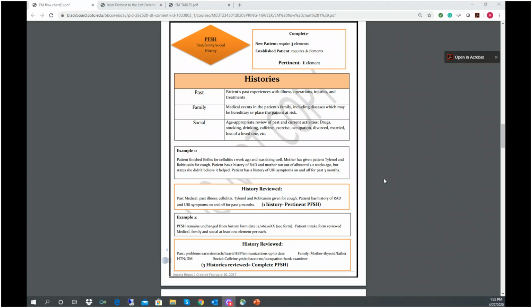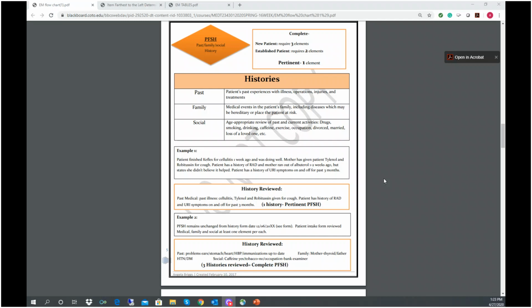Our past history is the patient's past experience with illness, operation, injuries, and treatment. Family is medical events in the patient's family, including diseases which may be hereditary or place the patient at risk. Social is an age-appropriate review of past and current activities: drugs, smoking, drinking, caffeine, exercise, occupation, divorced, married, loss of a loved one.